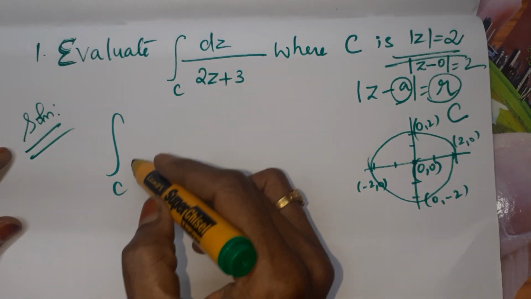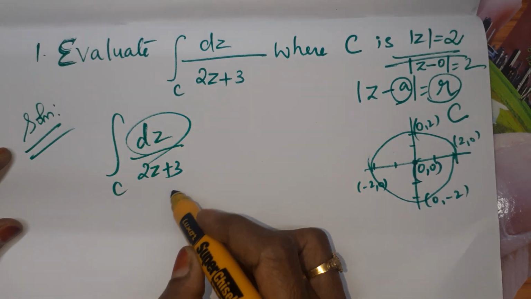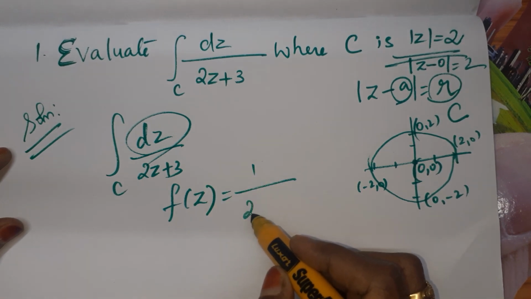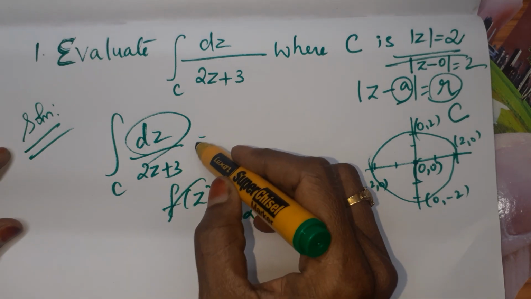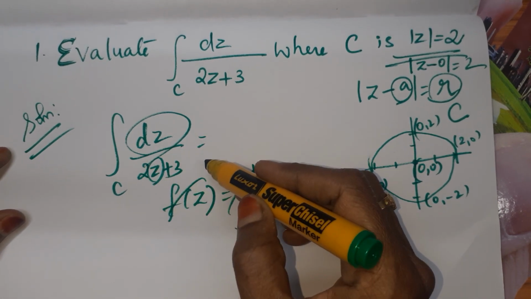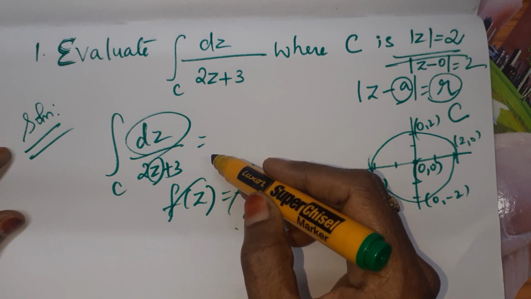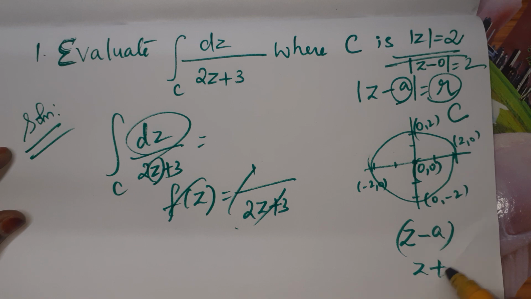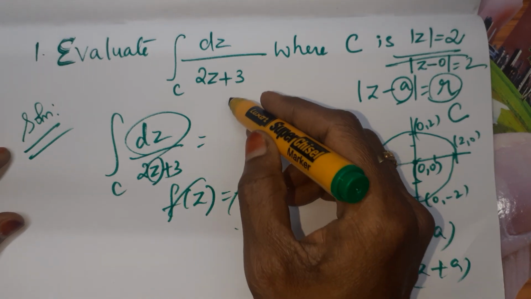So this is our integral. Leaving dz, whatever we have, take that as f of z. f of z is equal to 1 by 2z plus 3. But not f of z here. First we have to rewrite this. The coefficient of z should be 1, then only we can calculate the pole. So keep this in mind: the coefficient of z should be 1, because in the denominator, either we can have a term like z minus a or z plus a. So first we have to make the coefficient of z as 1.